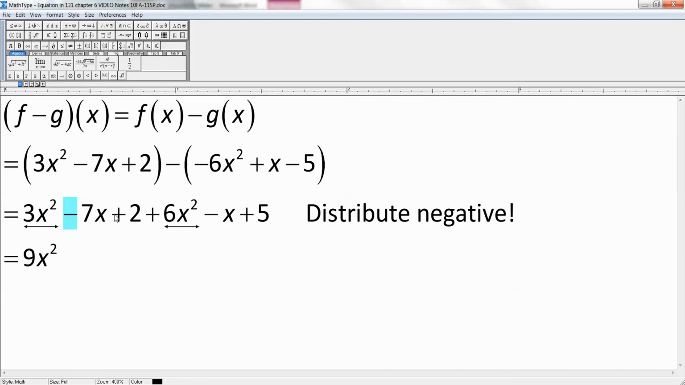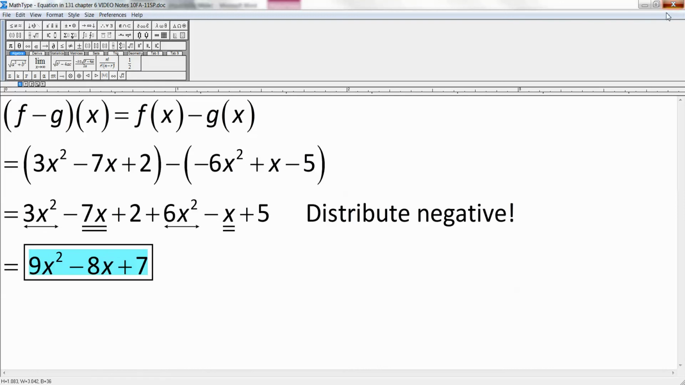Then we have a minus 7x right here and a minus x in the back. I'm going to give it double lines. This one and this one are like terms. So that makes minus 8x and then plus 7 because 2 and 5 make 7. There we go. That is what f minus g of x is.